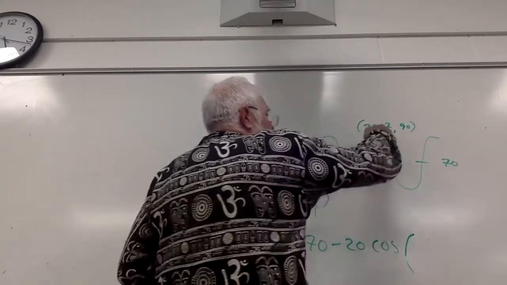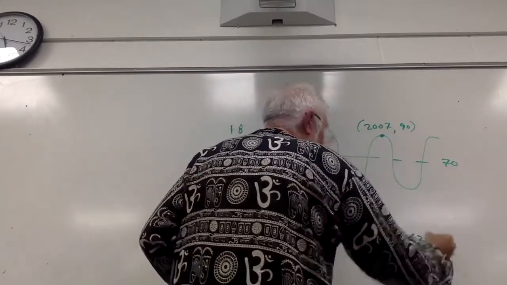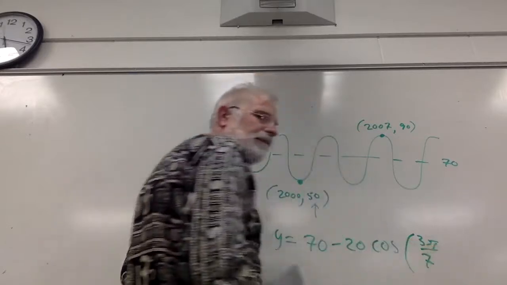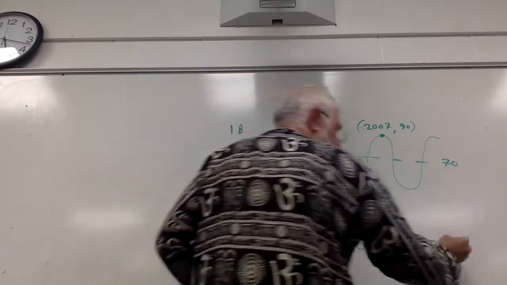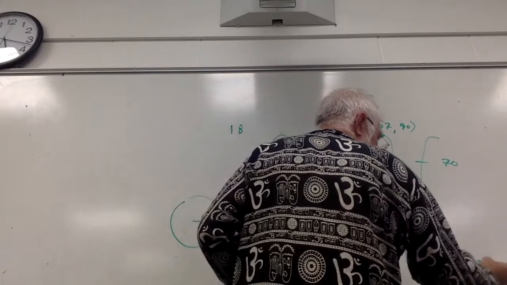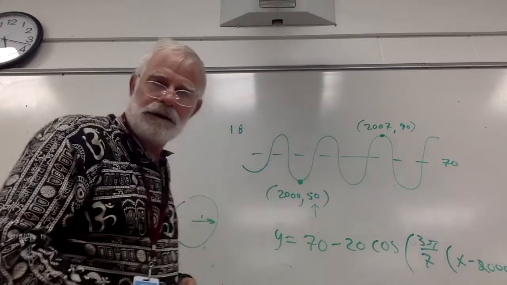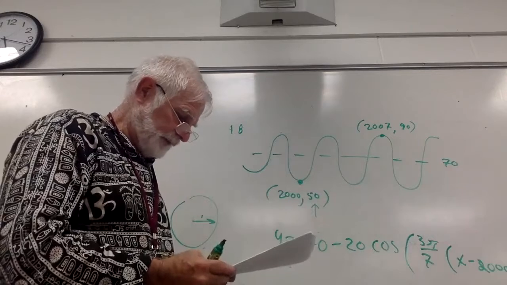1 pi, 2 pi, 3 pi. In what? 2000 to 2007, 7 years, 1.5 revolutions, starting in the year 2000. Okay? We're going to build off of this. Going to get into some textbook problems.